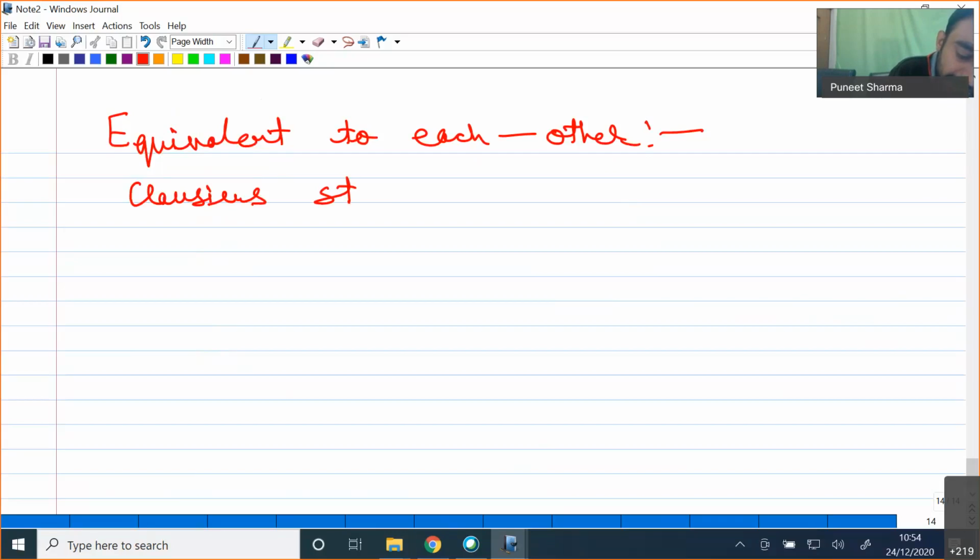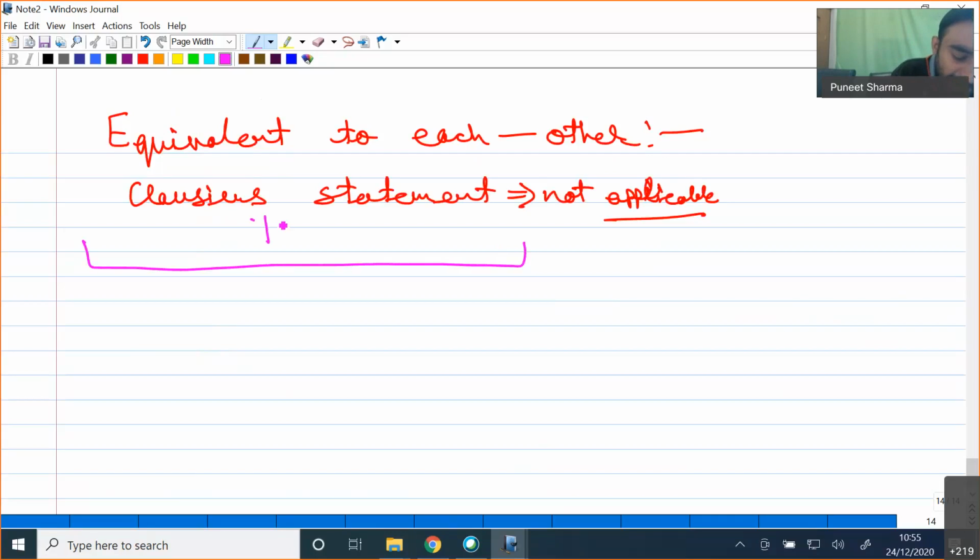So we are saying that we have a system for which the Clausius statement is not applicable, and for that system we now have to demonstrate that the Kelvin-Planck statement should also not be applicable. Okay, so I am considering that I have some heat source at temperature TH and some heat sink at temperature TL, which is less than TH.